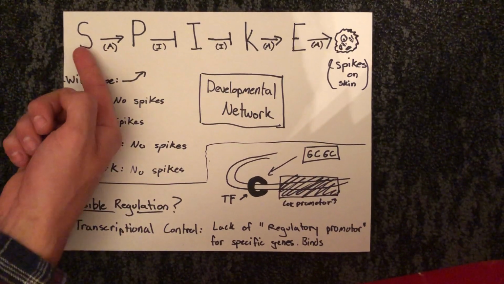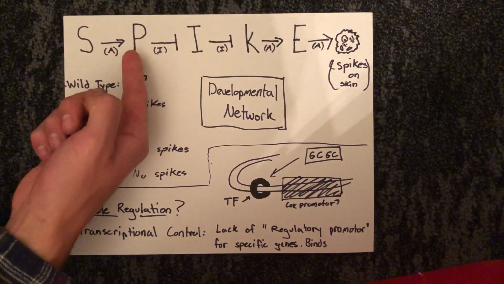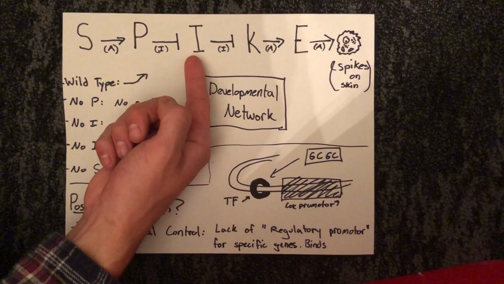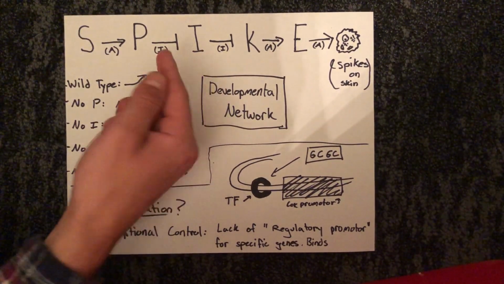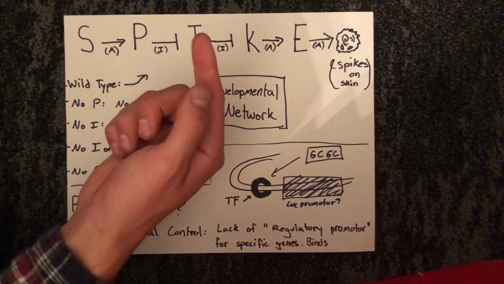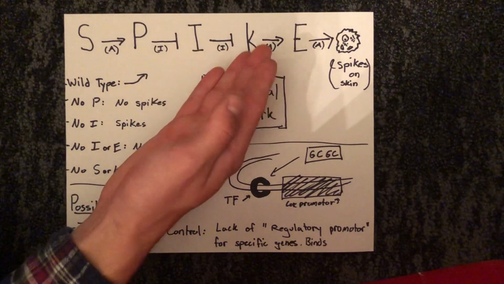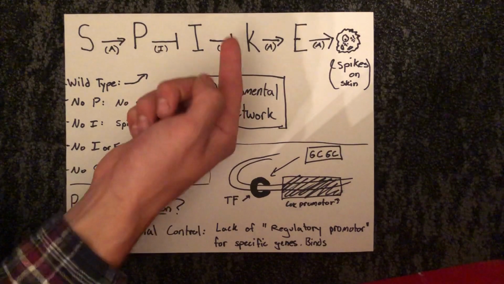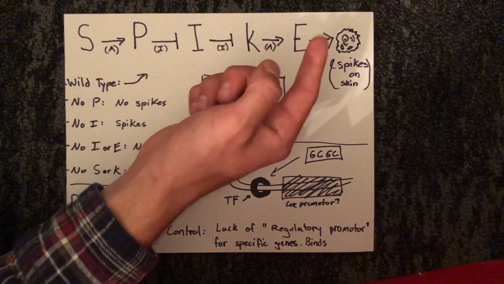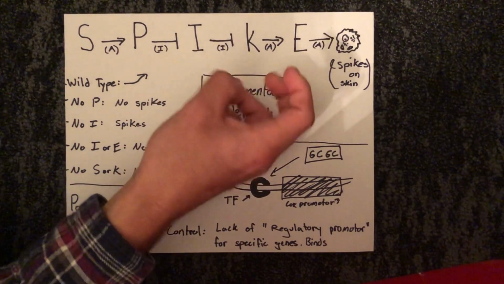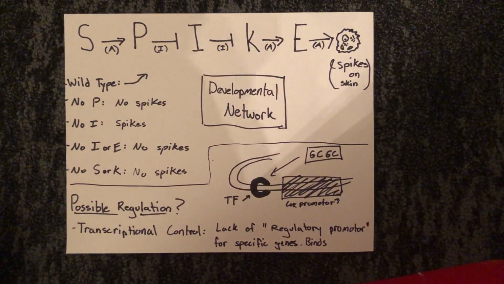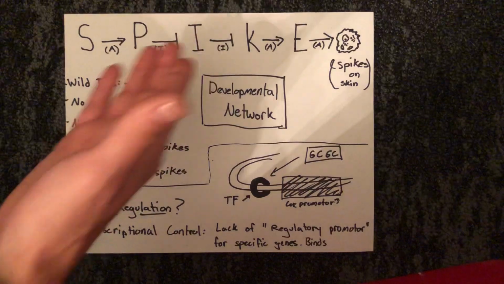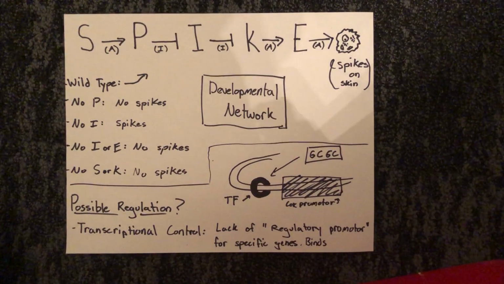The S gene activates the P gene. If P is expressed, it prevents I from being expressed. You can see these little dead ends and arrows either activate K or inhibit I. If I is not expressed, it can't prevent K from being expressed. If K therefore is expressed, it allows for E to be activated, and will cause spikes to be grown on the skin. This is the wild type, so this is the natural dragon phenotype.